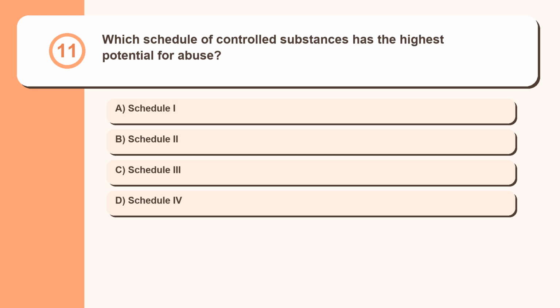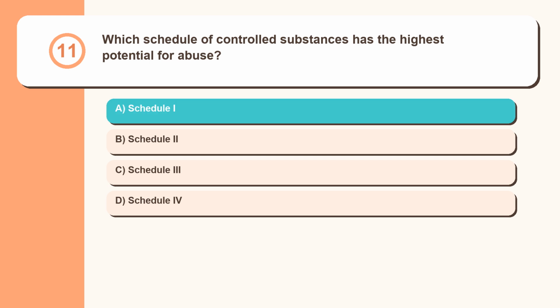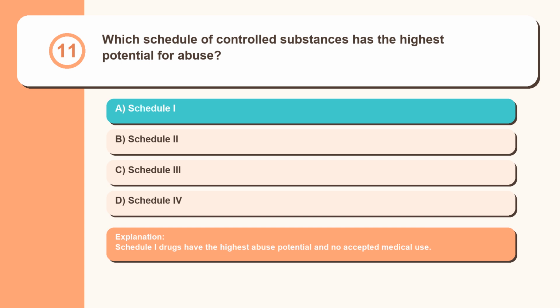Question 11. Which schedule of controlled substances has the highest potential for abuse? Schedule I, Schedule II, Schedule III, Schedule IV. Schedule I drugs have the highest abuse potential and no accepted medical use.